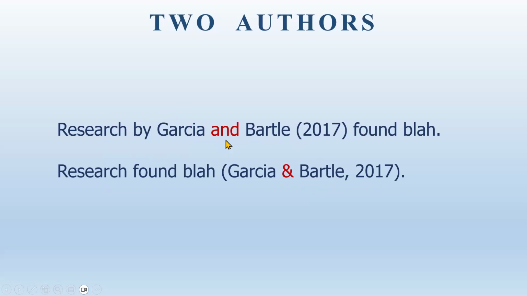If you have two authors, that is to say, if the thing you are citing was written by two people, right, two co-authors, then you would do it this way. So my narrative style here, research by Garcia and Bartle, and then my page number, and then my year, you would spell out the word "and" between your two authors because it's a regular word in a sentence. But if I'm doing it in the parenthetical style, I change that "and" to an ampersand. The logic there is to keep this parenthetical citation as short as possible.